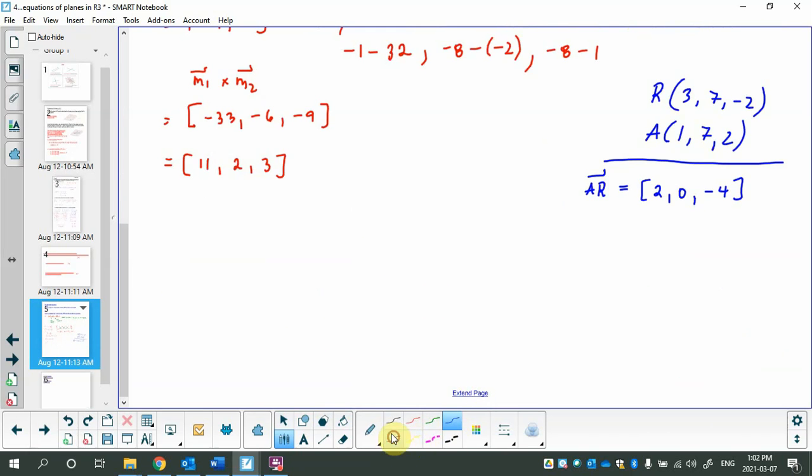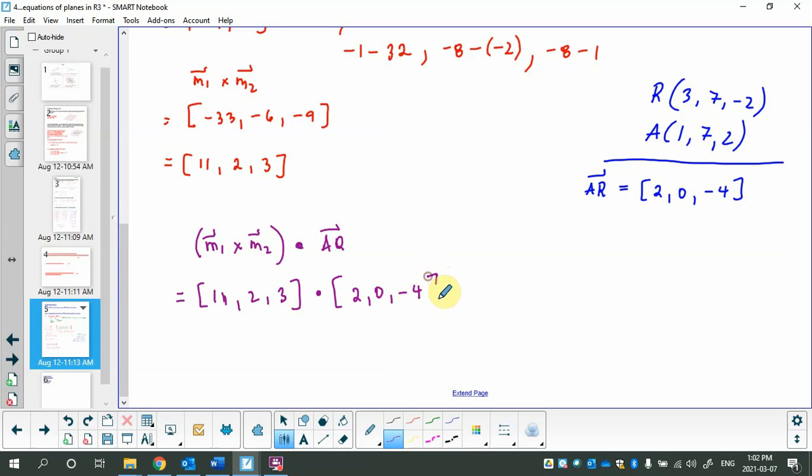So M1 crossed with M2 dotted with AR equals 11, 2, 3 dotted with 2, 0, negative 4, which is equal to 22 plus 0 plus negative 12, which is equal to 10, and 10 is not equal to 0, therefore R is not on the plane.